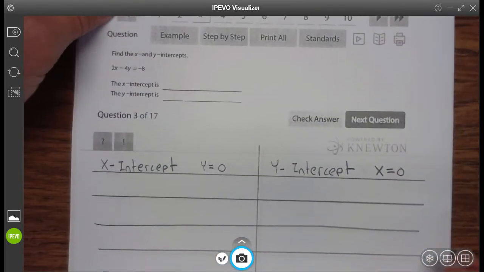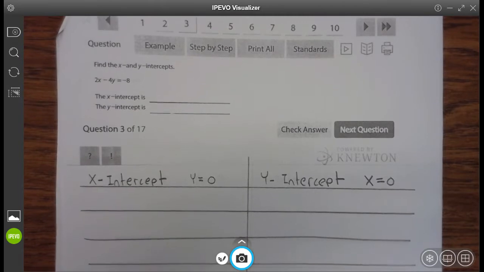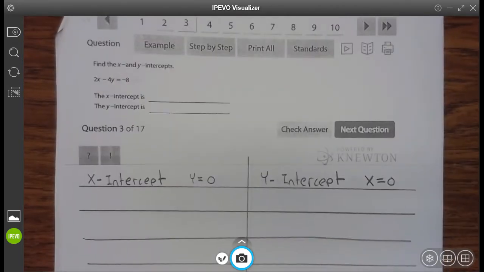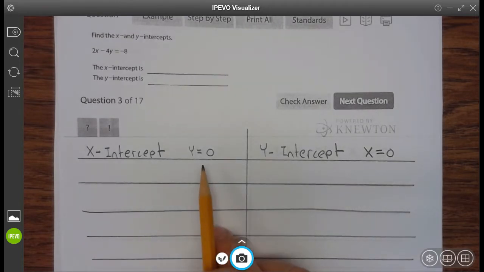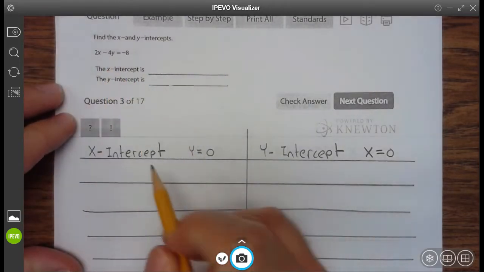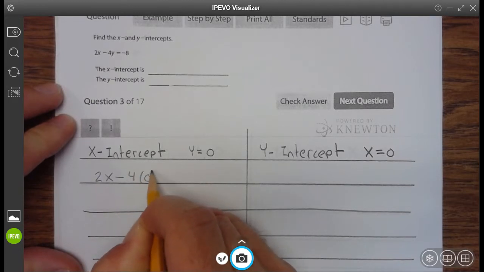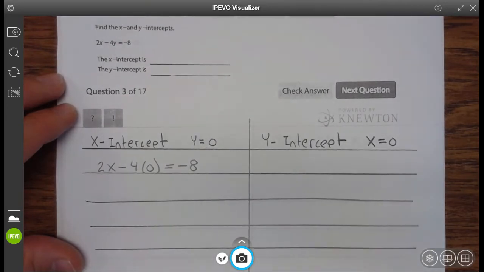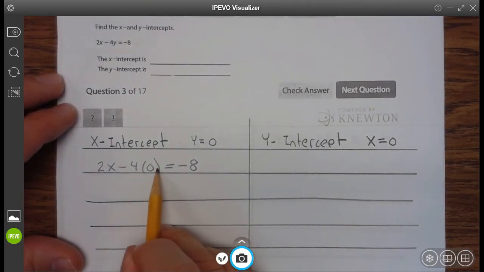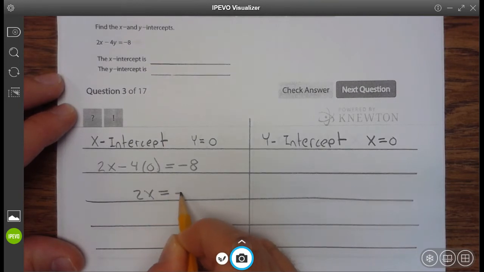Example 3. Find the x and y intercepts. Now, to find the x-intercept, we know the y value is 0. So we're going to plug 0 into the function. So that's 2x minus 4 times 0 equals negative 8, and we're going to solve for x. Negative 4 times 0 is 0, so you're left with 2x equals negative 8.